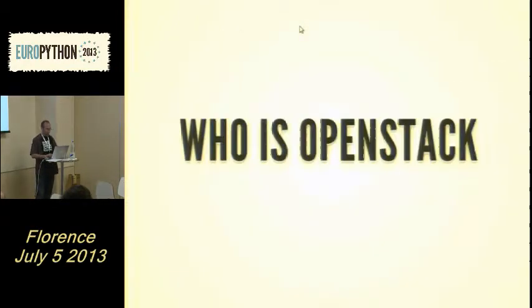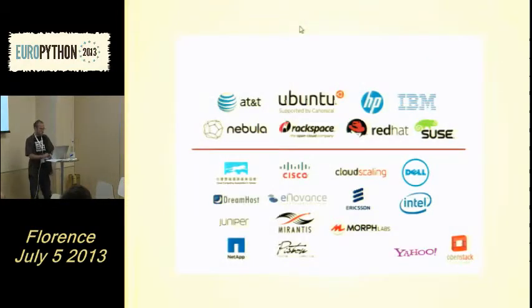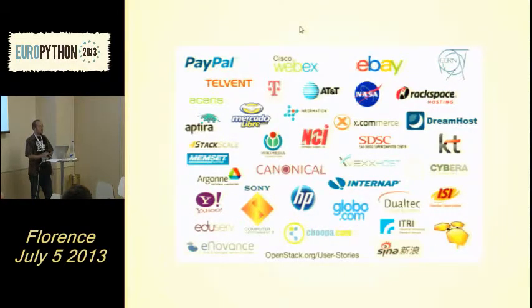So who is OpenStack? These are the top members. OpenStack is run by a foundation now, similar to other big projects like Linux and a whole bunch of others. And these are the top 2 tiers of members on the board. We have some big companies here: HP, my company, AT&T, IBM, Ubuntu, Red Hat, SUSE, Cisco, Dell, Intel, and many, many more. And those are just the people who are on the foundation.